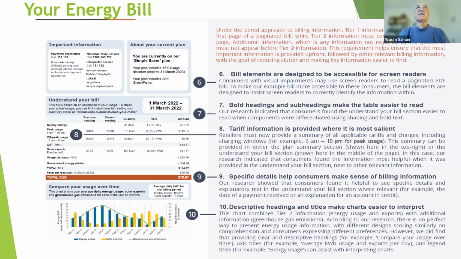Another significant part of the bill, which you'll see either on page 2 or page 3, is comparing your usage over time during the period, usually of a year, and it shows you the monthly or seasonal variation of your electricity, which you can look at and hopefully make some sense of. Right, I'm going to move to the next slide now.